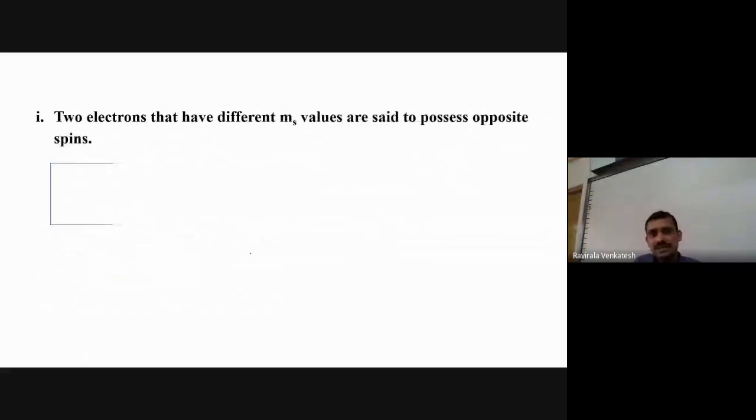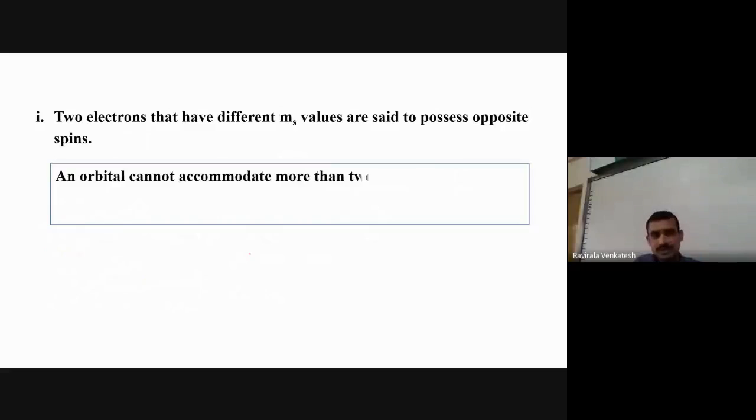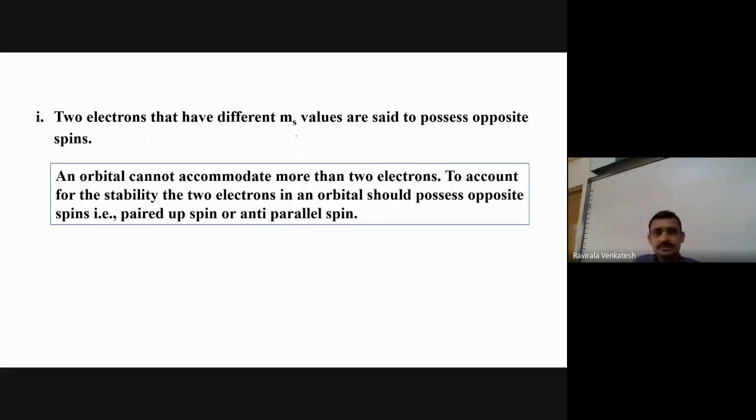Two electrons that have different ms values are said to be opposite spins. If you have them like this, they're opposite spins. One has plus half, the other has minus half.